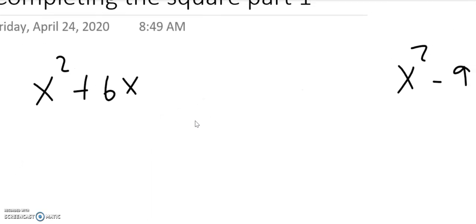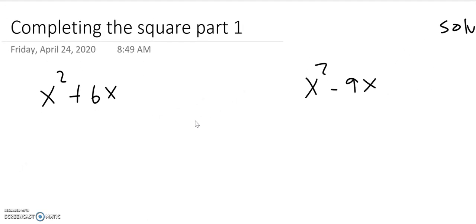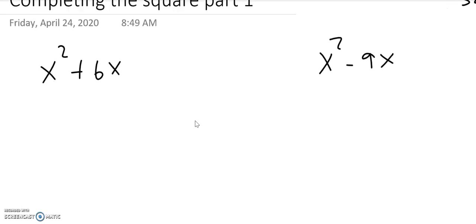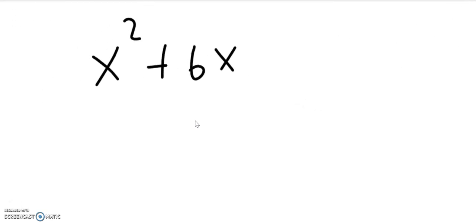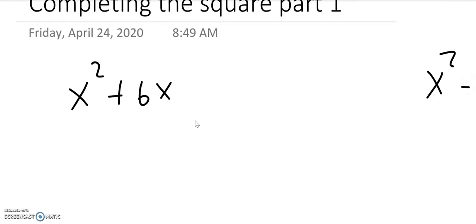I'm going to make another video showing you exactly how to solve a quadratic by completing the square. So the first thing that we have here is a binomial.